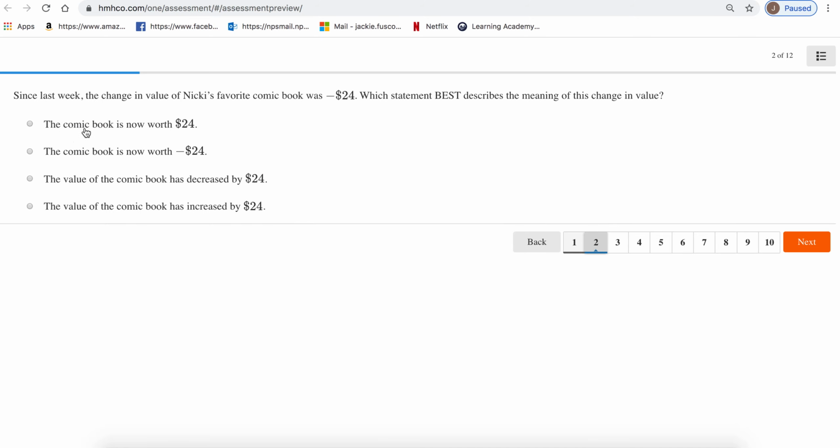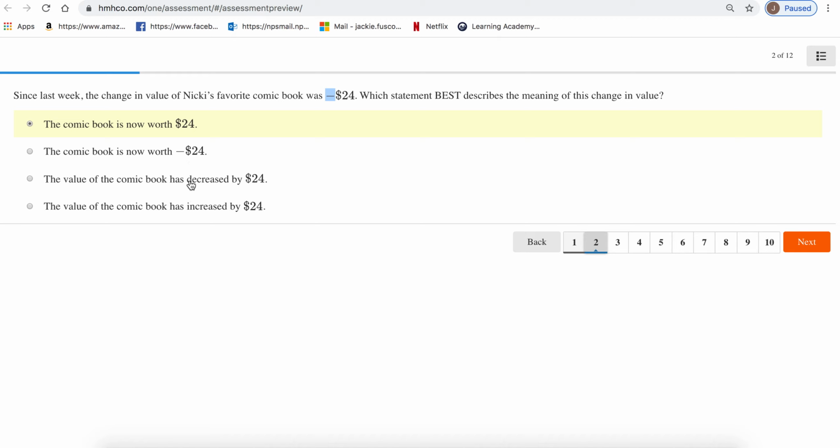Number 2, since last week, the change in value of Nikki's favorite comic book was -$24. Which statement best describes the meaning of this change in value? Now, if something's negative, it's decreasing or it's going down, okay? So the comic book is now worth $24. That's not what it's saying. It's talking about a decrease. The comic book is now worth -$24. That doesn't make sense either.